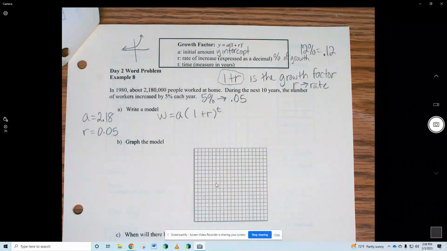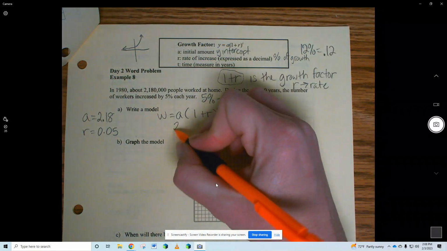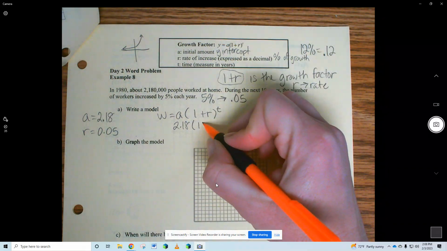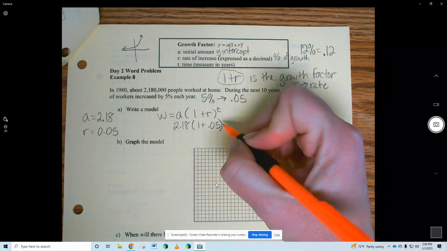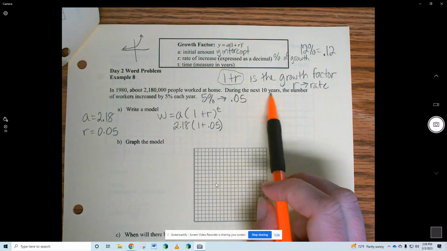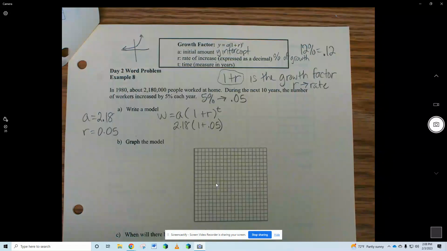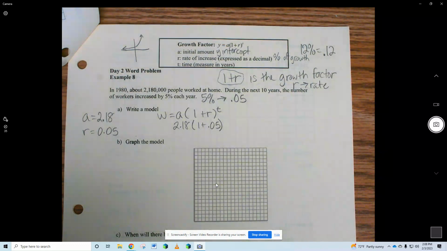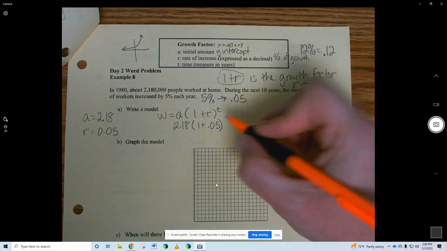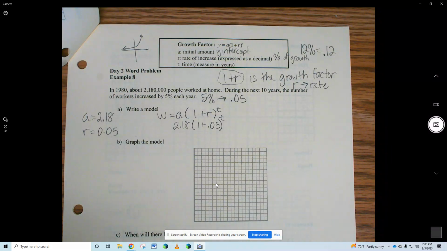Okay, so instead of A, you're going to put 2.18. Instead of R, you're going to put 0.05. And time, during the next 10 years, it increased by 5%. So I'm wanting to know how it looks until it gets to 10 years. Like at year 2, what was the number at? And then I'm going to graph this information. So I'm not going to fill in 10 right now. Okay? So we need to label our graph.